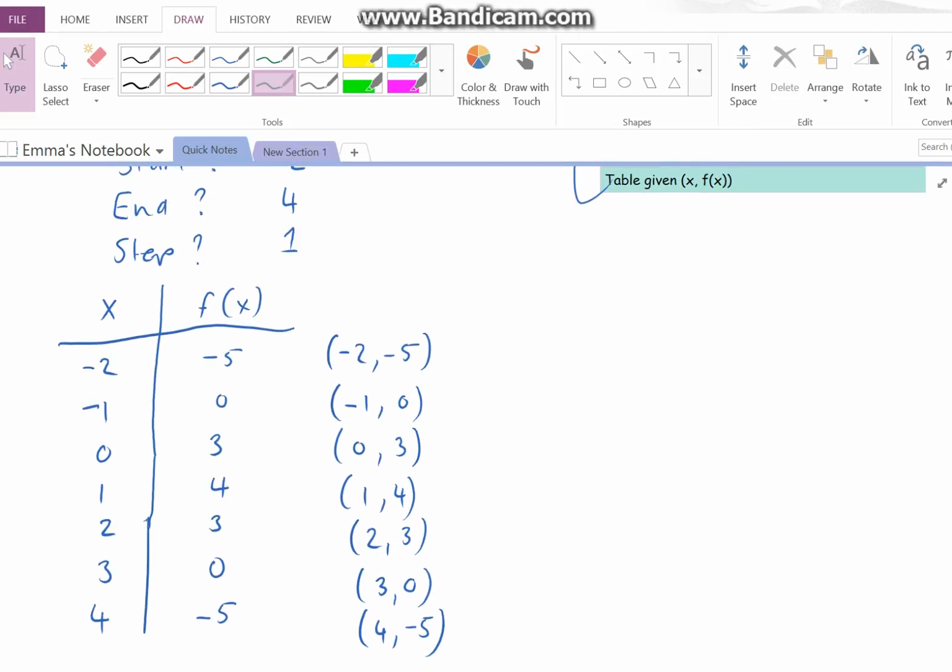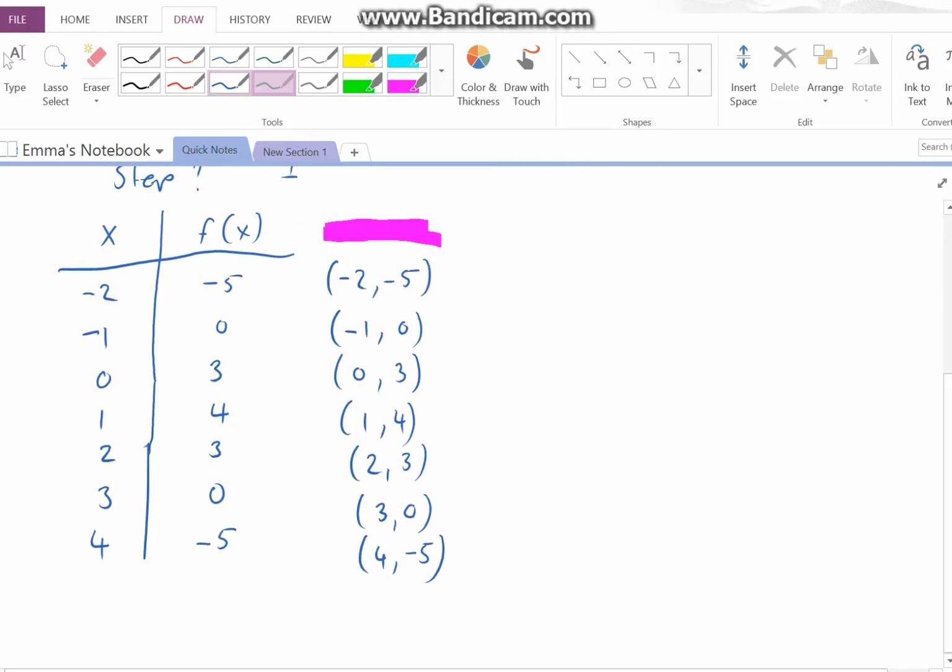So now we're ready. These are our x and our y values. Now we're ready to draw our graph. In order to do so, we must plot every one of these points. We know that the quadratic graph is going to be n-shaped because the x squared was a negative. Just pause it there.